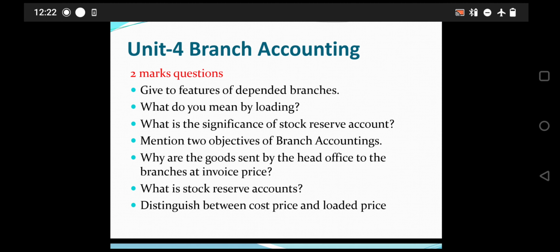The next we have loading. What do I mean by loading? Loading is a process which happens when the goods are sent from the head office to the branch offices.